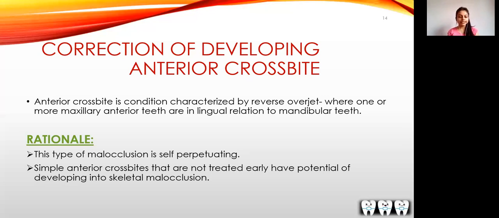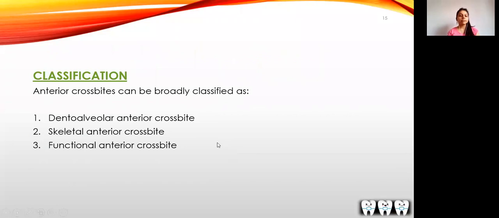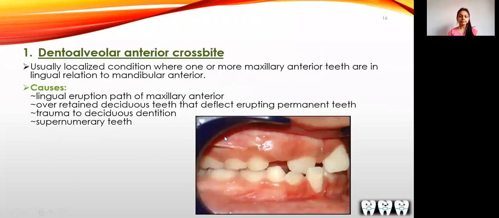And simple anterior crossbites that are not treated have the potential of developing into skeletal malocclusion in the future. Now let's talk about the classification of anterior crossbite, which is broadly classified as dentoalveolar anterior crossbite, skeletal, and functional anterior crossbite. First is the dentoalveolar anterior crossbite.